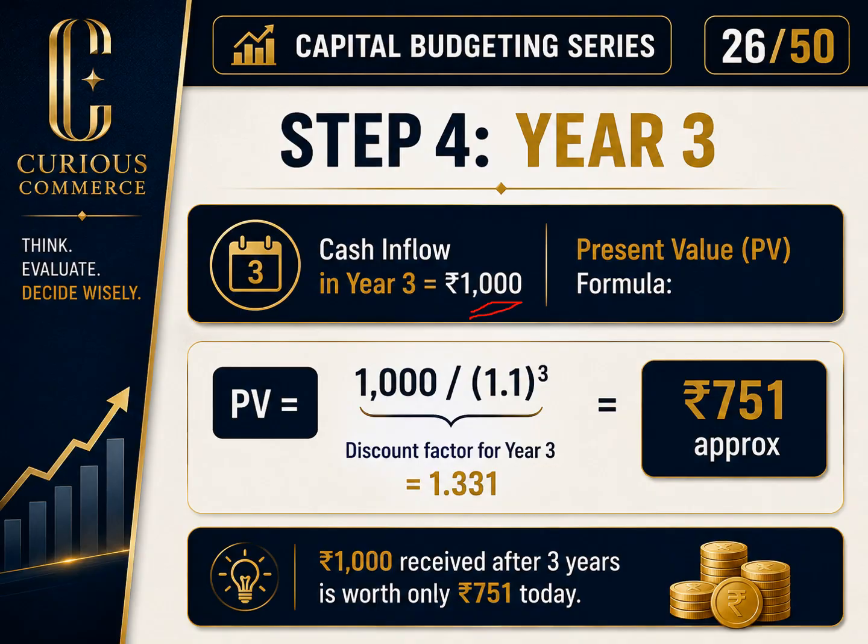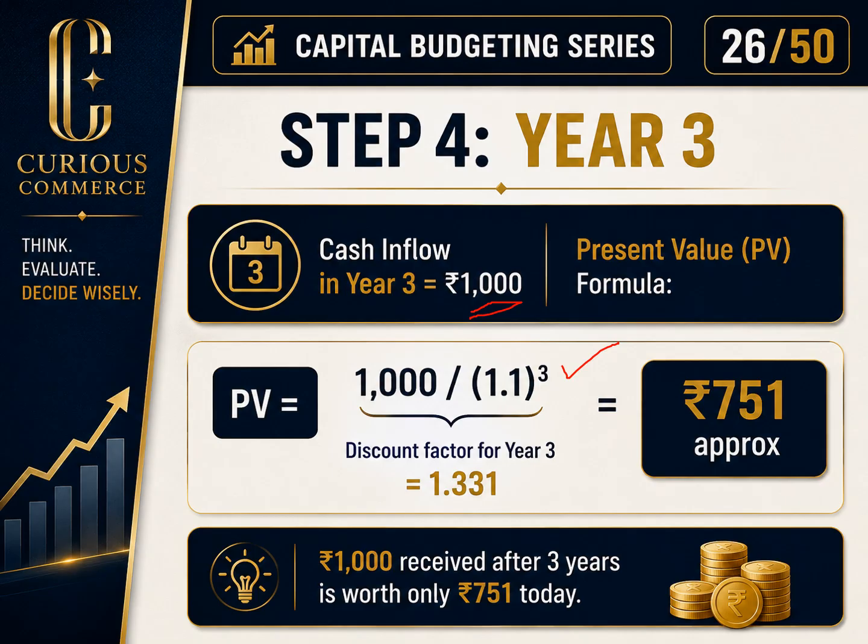1,000 rupees, and the power now becomes 3 because it is the third year. After the calculation of 1,000 divided by 1.1 to the power of 3, the present value is approximately 751. So the interesting observation, students: the future cash flow increased to 1,000 rupees, but the present value is only 751.